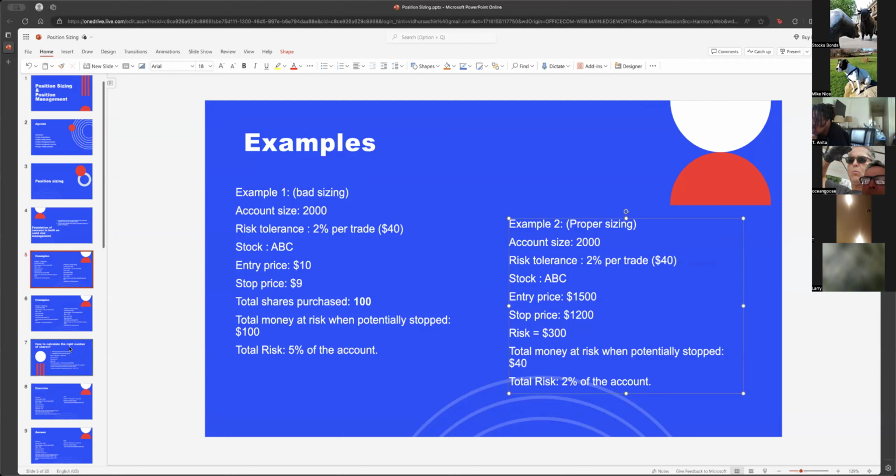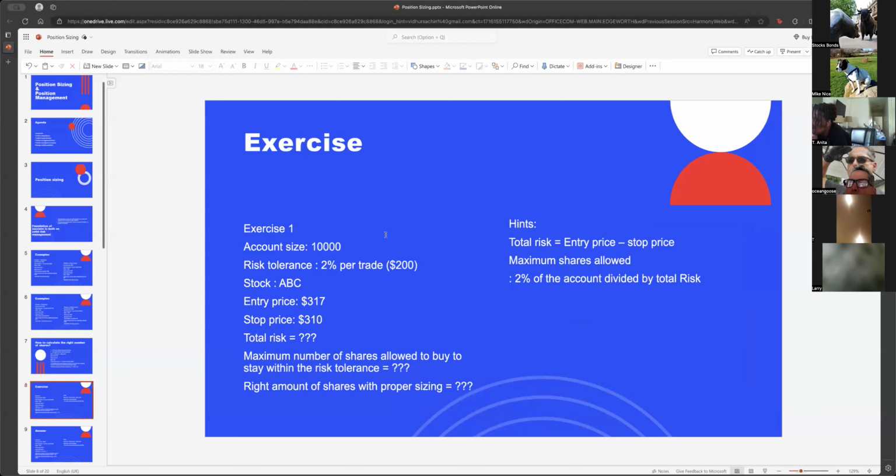All right. Now let's go over some exercises and see if you have any struggles calculating the same. In this scenario, we are dealing with a $10,000 portfolio. 2% of this $10,000 portfolio is $200. Your entry price on a stock is $317. Your stop price is $310. What is the total risk? What is the maximum number of shares you're allowed to buy within this risk tolerance? And what's the right number of shares you can buy with proper position sizing?